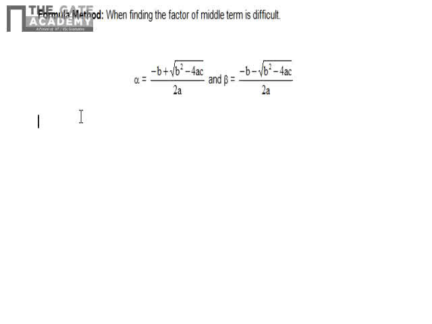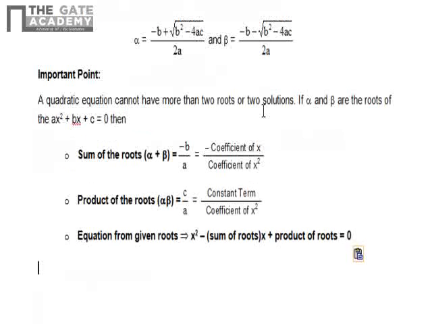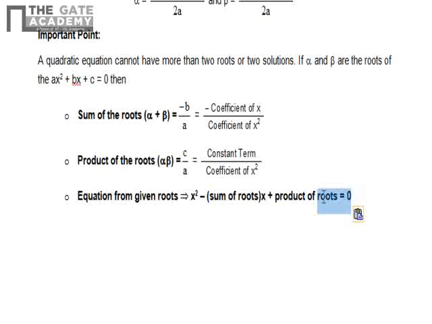And you know that a, b, c are the coefficients and constant term of the quadratic expression. Now we'll see some very important points about these roots. As we have taken alpha and beta as the two roots, the sum of the roots, the addition of the roots, you can find by minus b by a, that is the coefficient of x upon the coefficient of x square. And if you want to find the product of roots, that is alpha into beta, you can find it by c upon a.